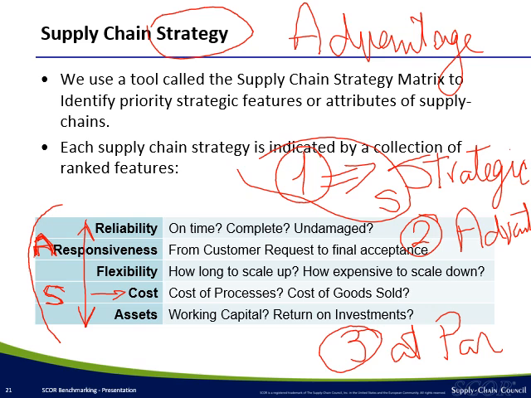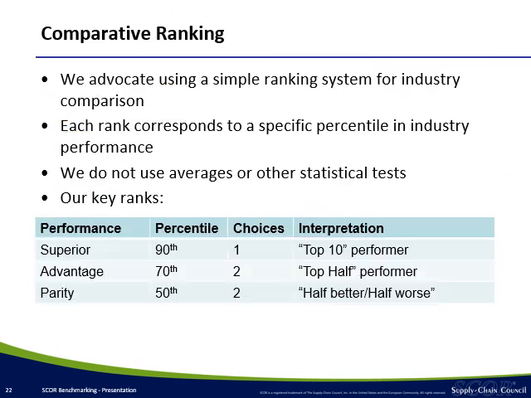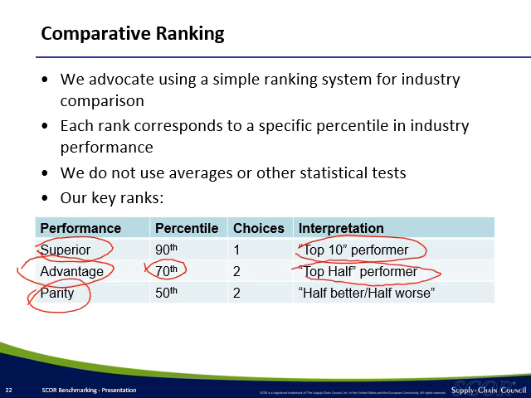How about the remaining three among the five? We can't be any good in them. So what we're going to do is we're going to be okay. We call okay to be at par. P. We want to be just fine. So this is P, P, P. So once again, the definition of being superior, it means you're a top performer. You're excellent. Advantage means you're in the top 70% or top half. So you're very good. Parity means you're average. Half better, half worse.